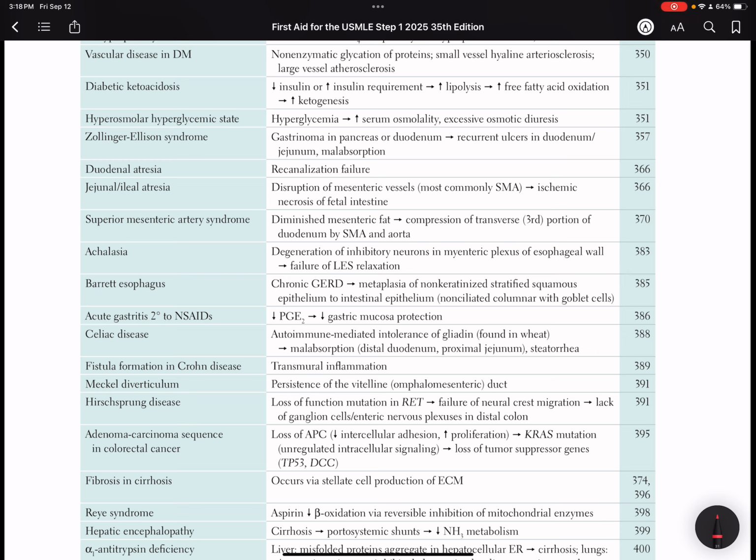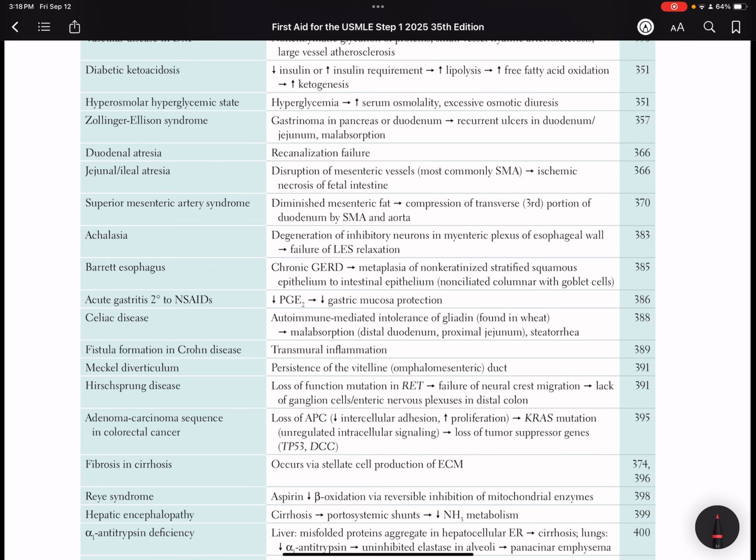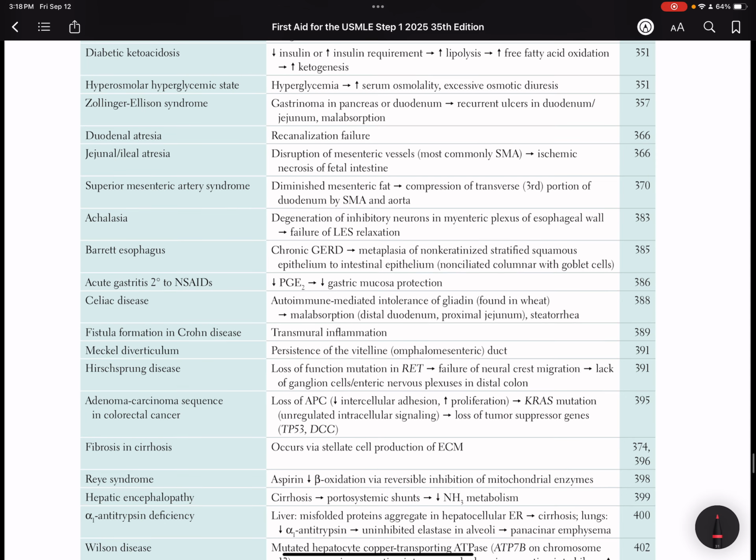Next condition is diabetic ketoacidosis. This is because of decreased insulin or increased insulin requirement. This leads to increased lipolysis, which leads to increased free fatty acid oxidation. This leads to an increase in ketogenesis.